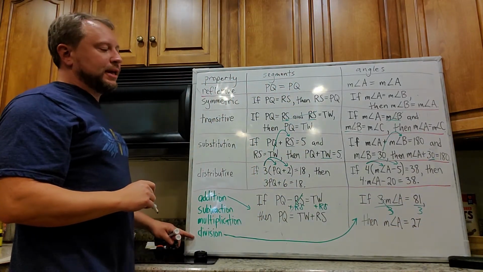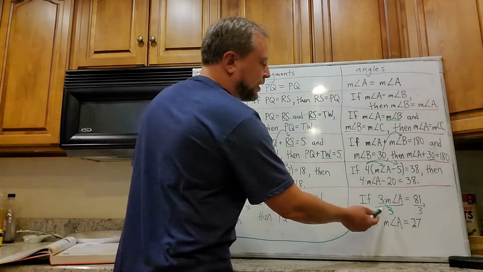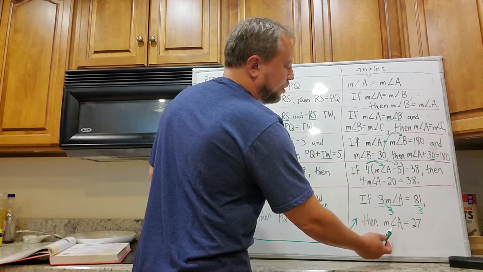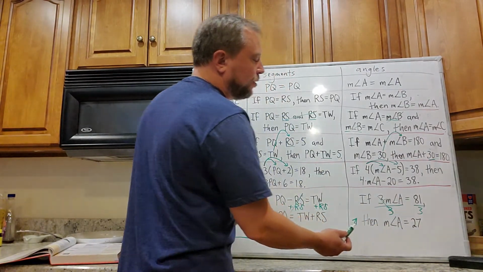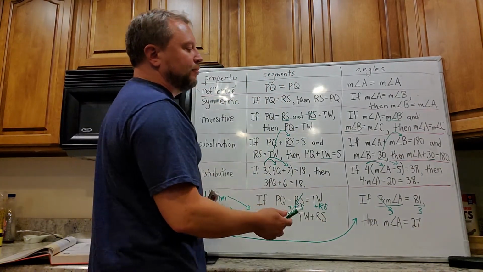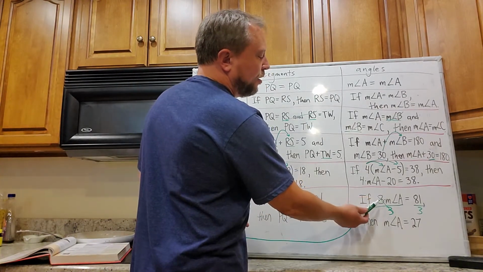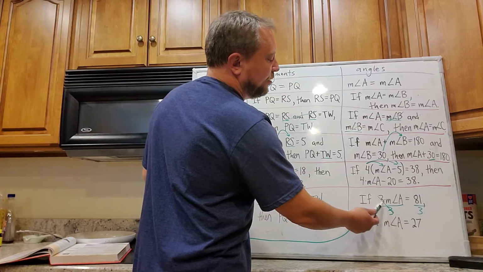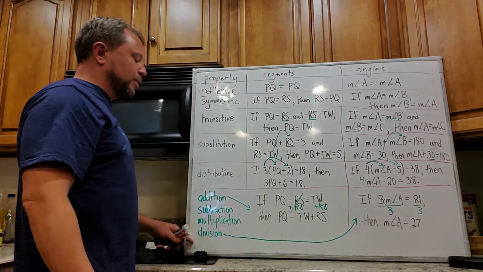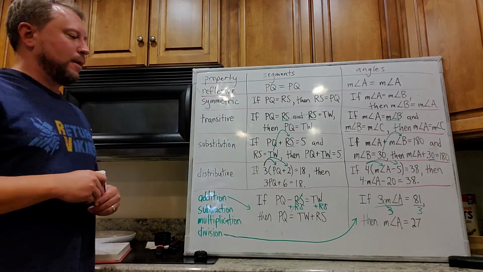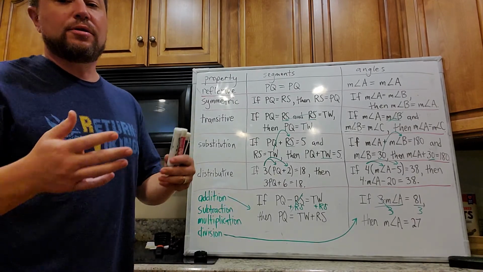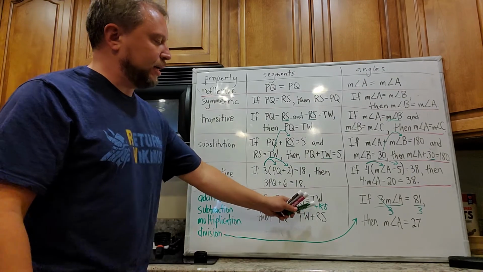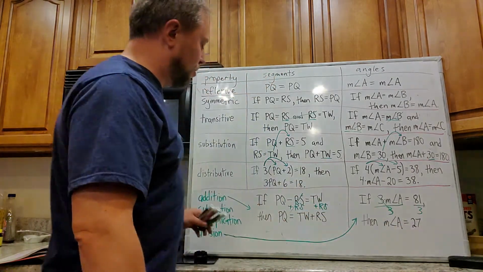Again, it gets the name division property because that's the action I took. I divided by 3 on both sides to get this answer. Again, it does not get the name from what's already there. Already there, they're multiplying, but to get rid of it, I had to divide. So it's the division property. It's whatever action I took that I did to both sides. And remember, whatever you do to one side, you have to do the other on all these.